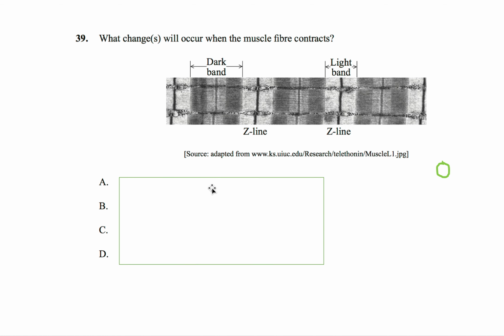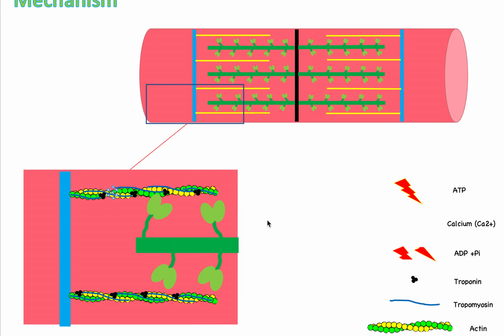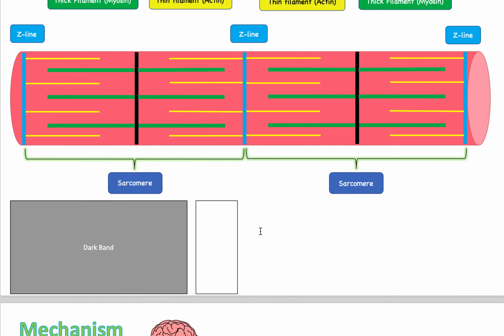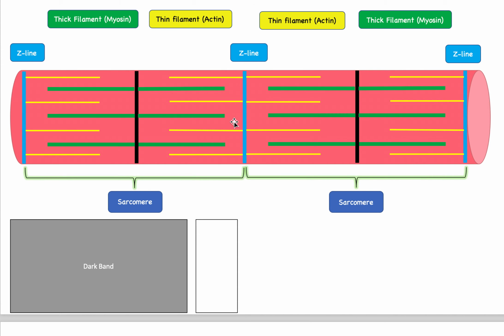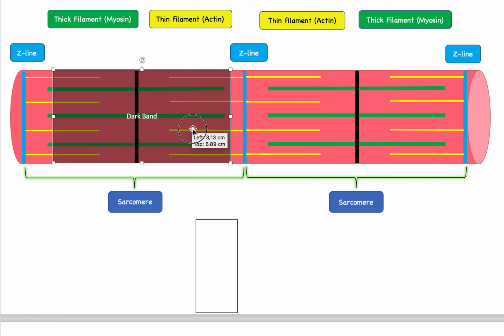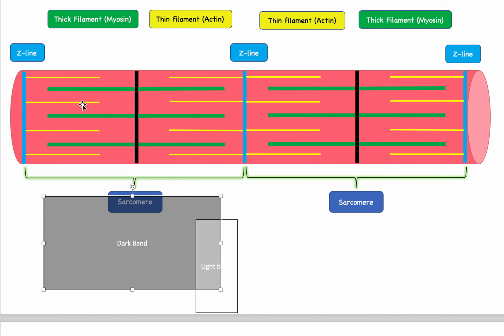Okay, one last question. What changes will occur when the muscle fiber contracts? Okay, so let's go here. I explained this here quite clearly. So here we have a myofibril and we have sarcomeres, okay? So this is one sarcomere and this is another sarcomere. The dark band is the band that has myosin. Myosin is this green one. The light band is the place wherever there's not myosin.